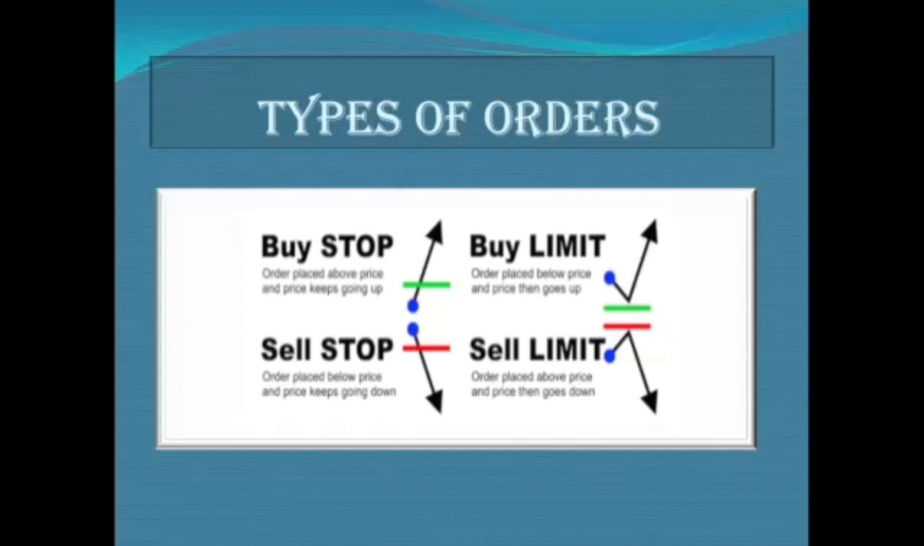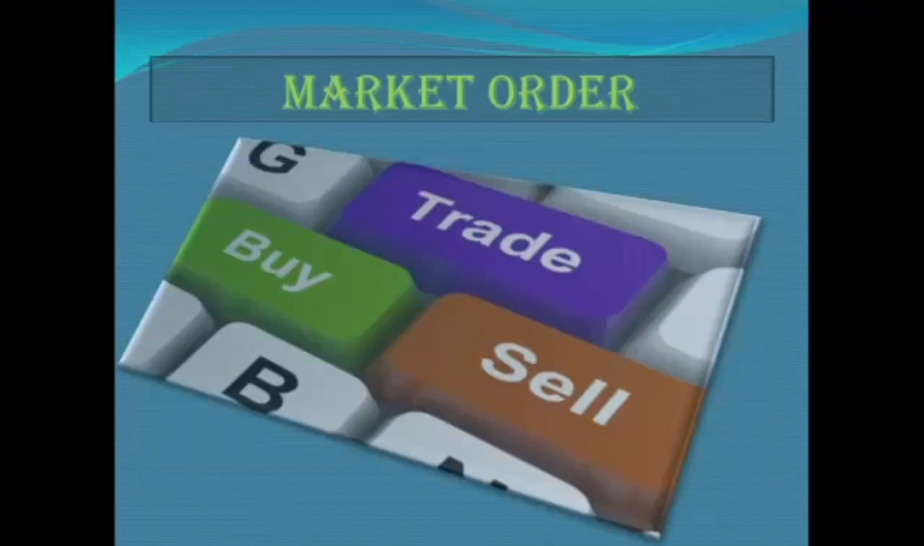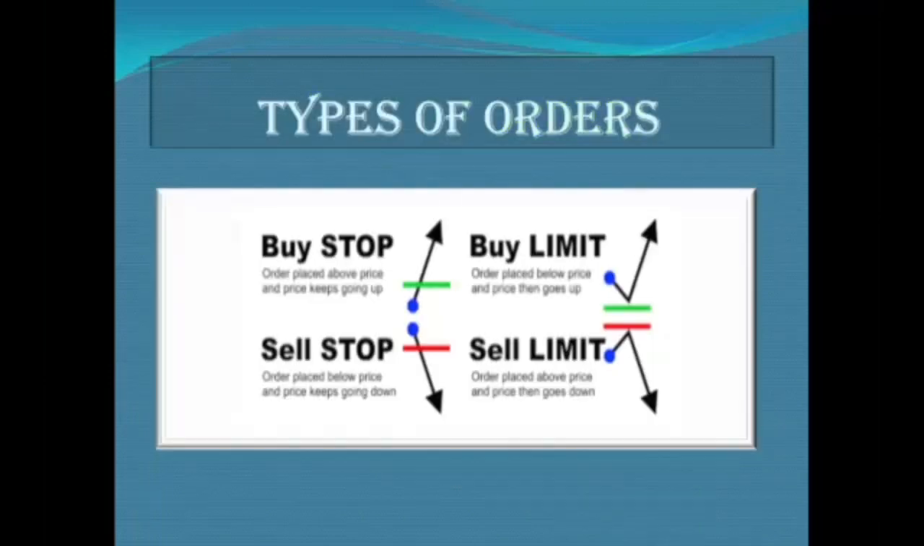There are some basic order types that all brokers provide, and some orders that sound weird. We have some other ones like what you see on the background here. We have buy stop orders, sell stop orders, buy limit orders, and sell limit orders. Most of these orders are placed above prices.